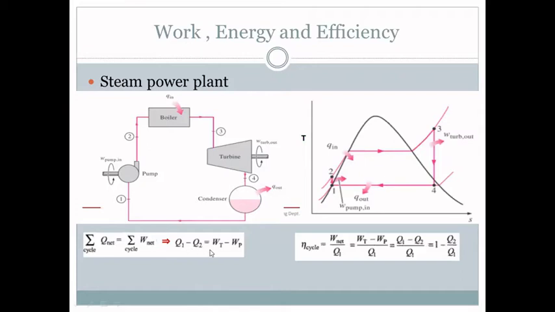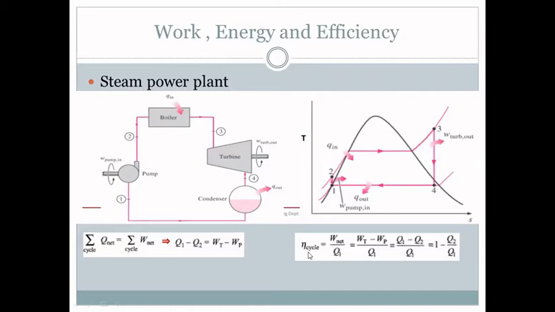Equation 1 represents that the net energy transfer to the unit mass of a fluid as heat during the cycle must equal the net energy transferred as work from the fluid. Here is the equation: the summation of Q net in the cycle is equal to the summation of the net work in the cycle. Delta Q is equal to work of turbine minus work of pump.